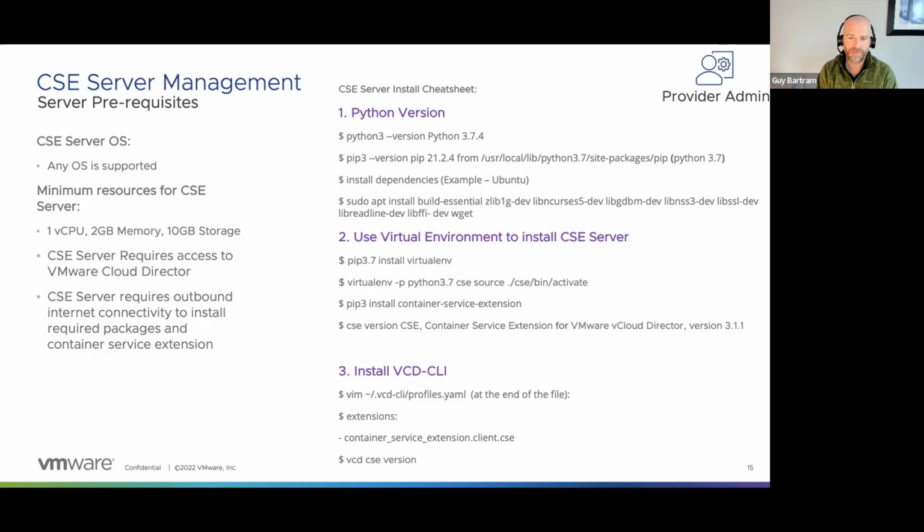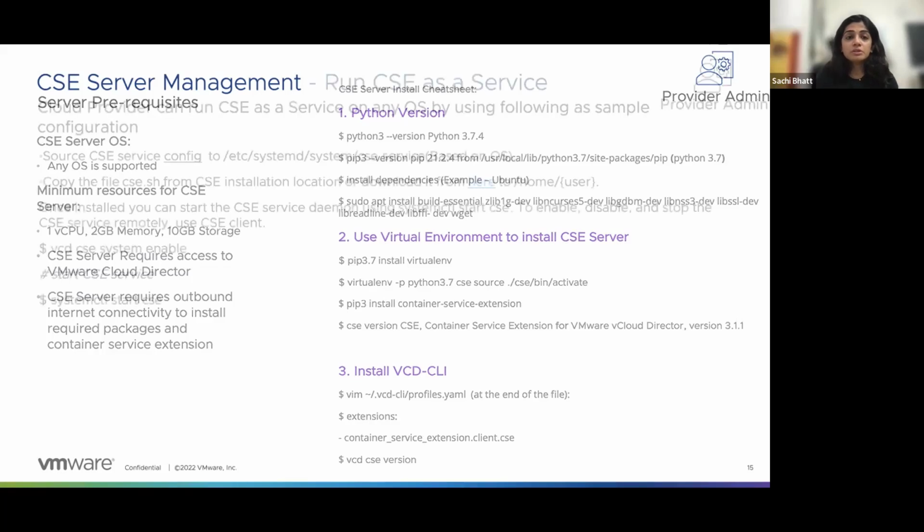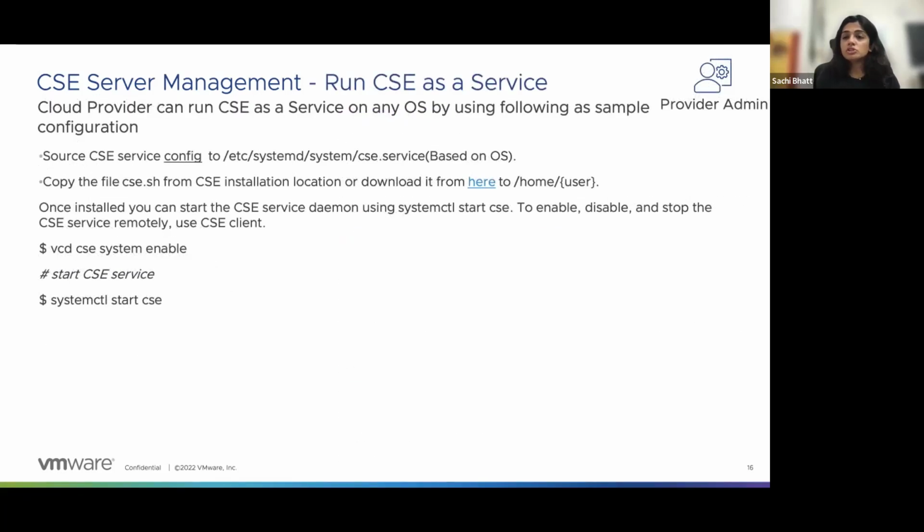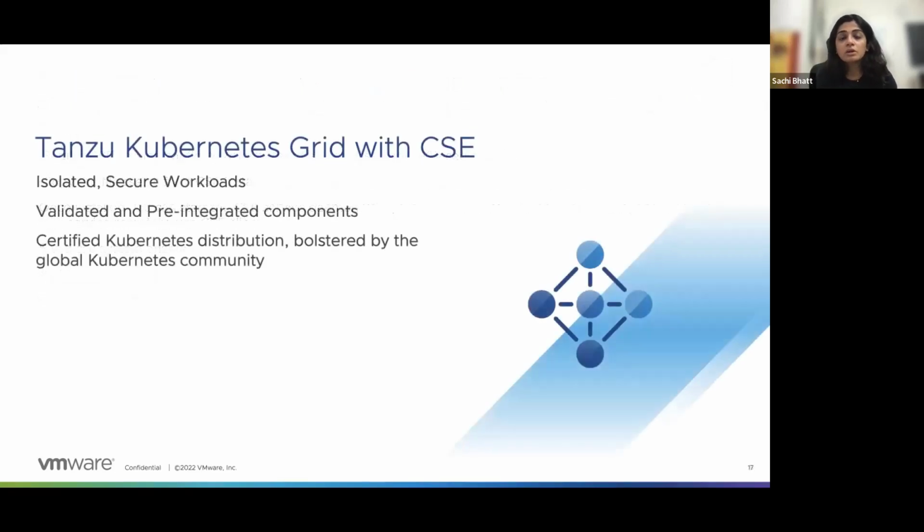Okay, all right. So these are the steps to install the Kubernetes CSC server. And once you have set up all the infrastructure details, you can run it as a service. Based on your OS, you can define your service and start, manage and upgrade, whatever service operations you would like to do. So that was the provider portion of container service extension.